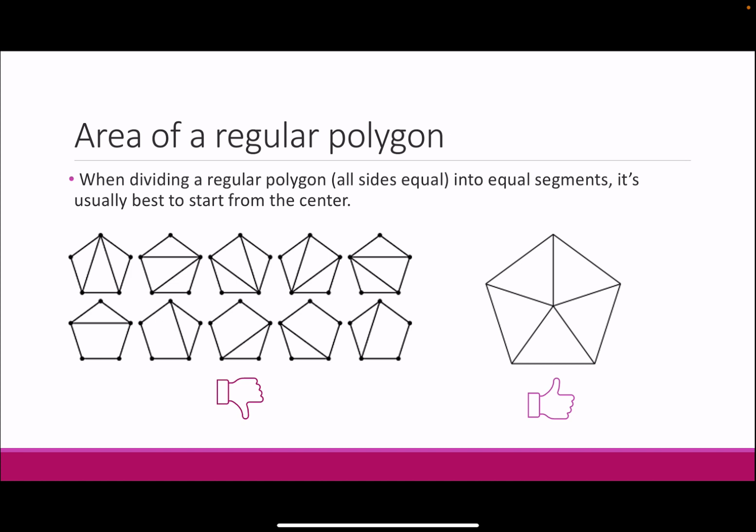When dividing a regular polygon into an equal number of segments, or a fraction, it's usually best to start dividing from the center. You can see on the left here some bad examples where they start from corners. Here we can see that this side is not equal from the center to the right side. So we want to start from the center and then divide out.